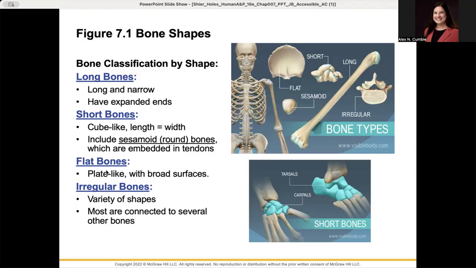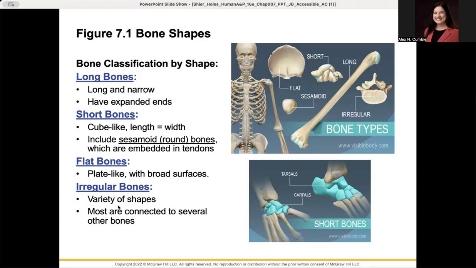Third category is flat bones. We can see them in certain parts of the body, but characteristically, we see them in the skull. These are plate-like with broad surfaces. You can see part of the skull cap here. Another bone like this might be the sternum. It's flat and has a very broad surface, flat bones.